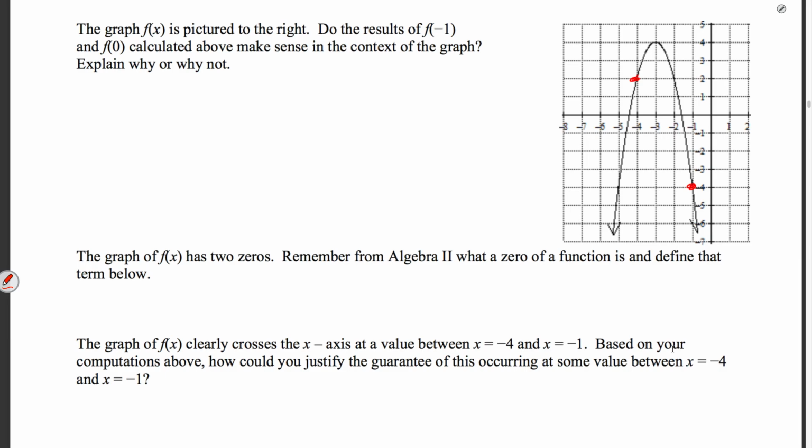So if we plug in a number to our f of x and we get back a value, we have created a coordinate, negative 1, negative 4, that is on the graph. Negative 4, 2. So that's what we're looking at, guys.